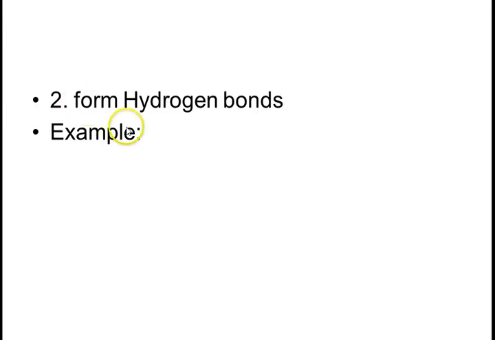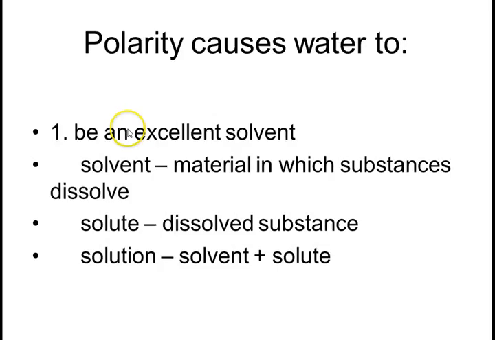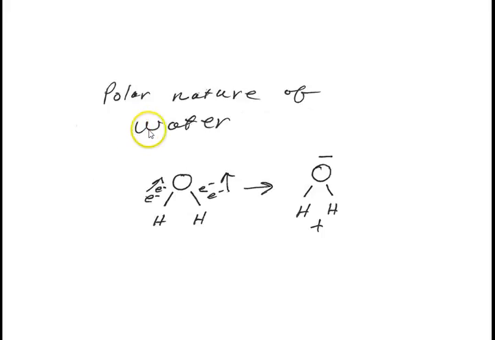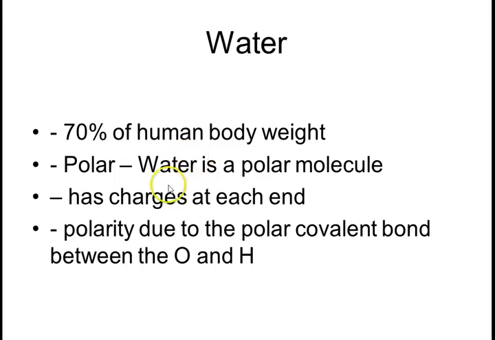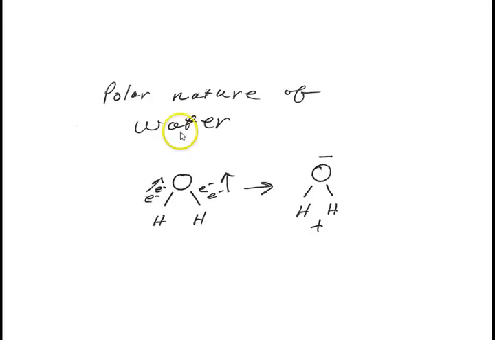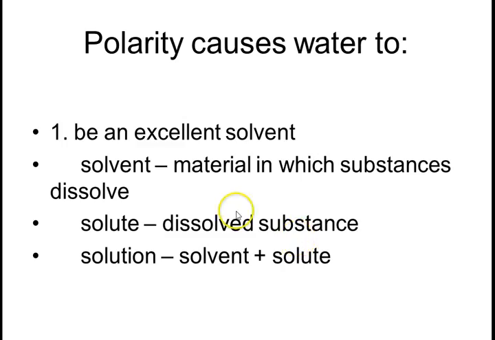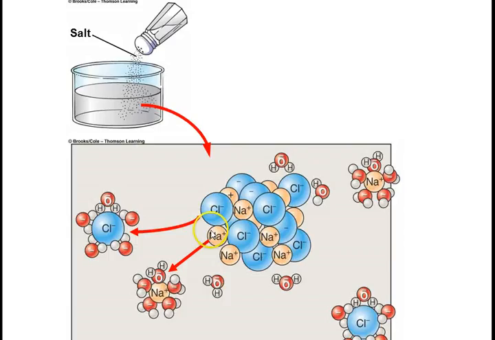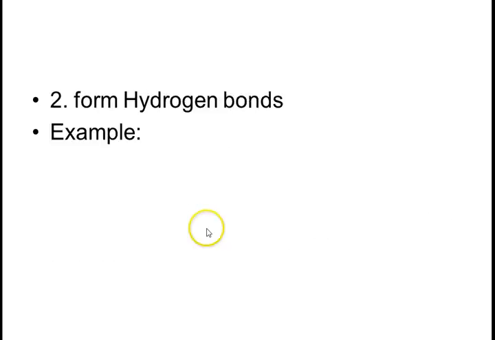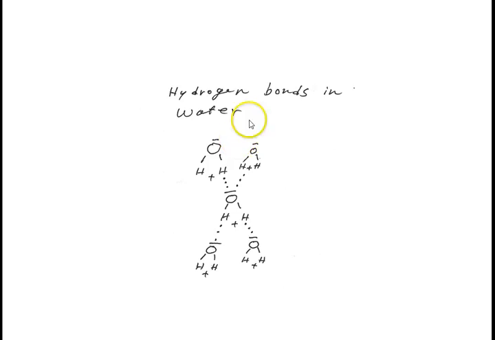Now, the other thing that we get, let's go back here for just a second. Remember, water is polar. It has electrical charges on the water. And here's the polar nature of water, electrical charge on either end. And this polarity causes water to be a fantastic solvent. And then the other thing is this polarity causes water to form hydrogen bonds. So here's our example of the hydrogen bonding.